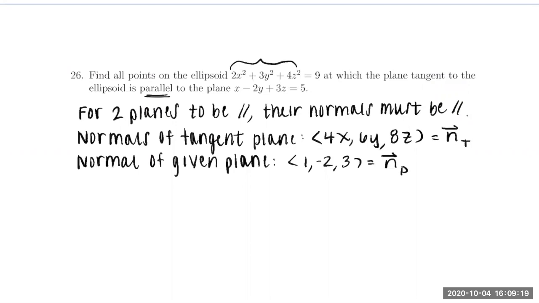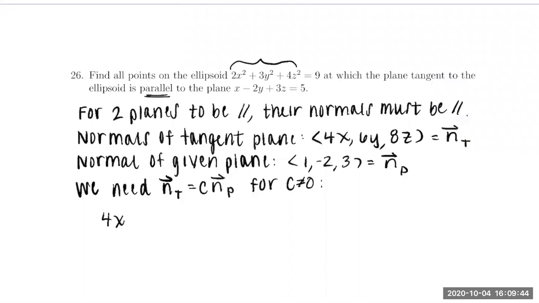All right, we need these normals to be parallel. What does it mean for two vectors to be parallel? It means that they are scalar multiples of one another. So we need the normal of our tangent plane to be some multiple c times the normal of our given plane, so long as c is non-zero. So let's set up those equations. I want 4x to equal 1c. I want 6y to equal -2c, and I want 8z to equal 3c.